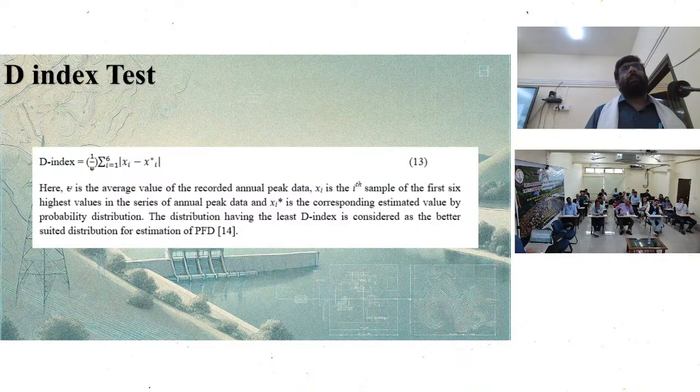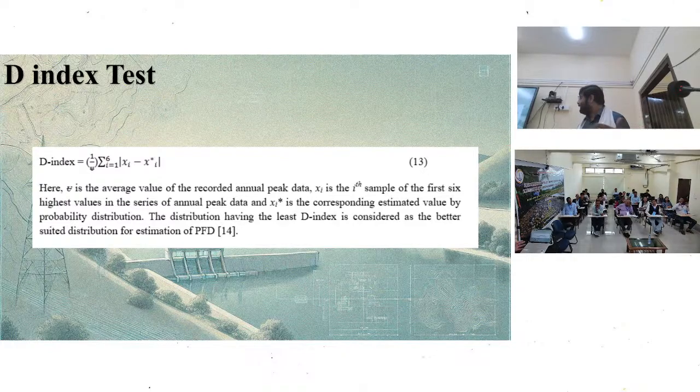Now, as I told you, we are using multiple methods. Some will give you less, some will give you more. So which method to use? Which value to use? Somebody will ask why we are using 100 Qmax and not 120 Qmax as per your design flood calculations. In that case, there is something called the D-index test that we'll be using.